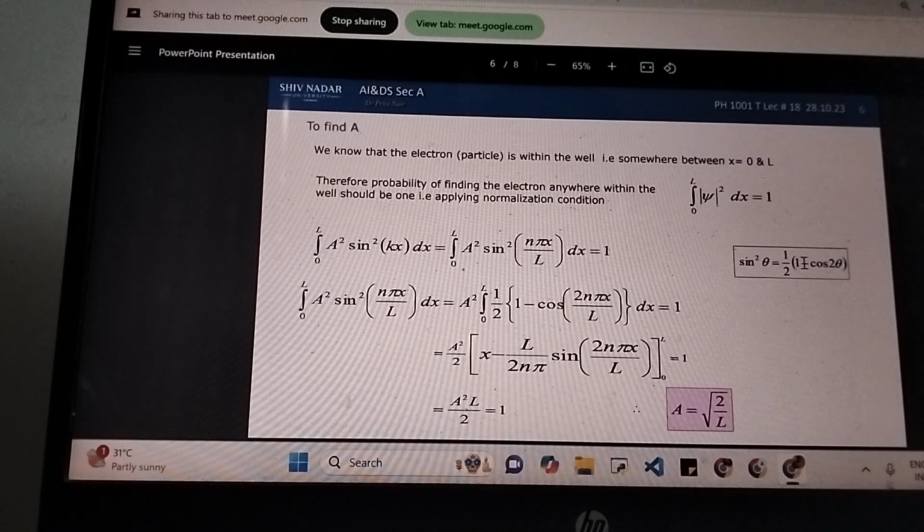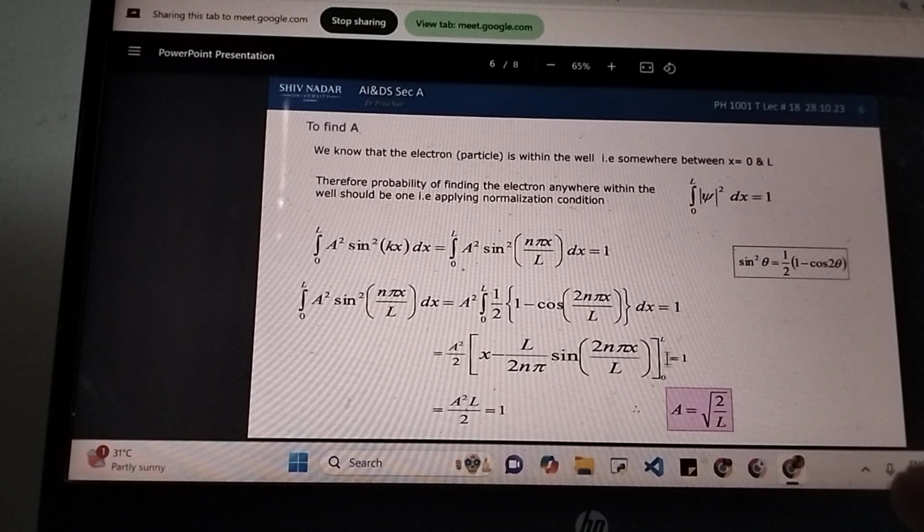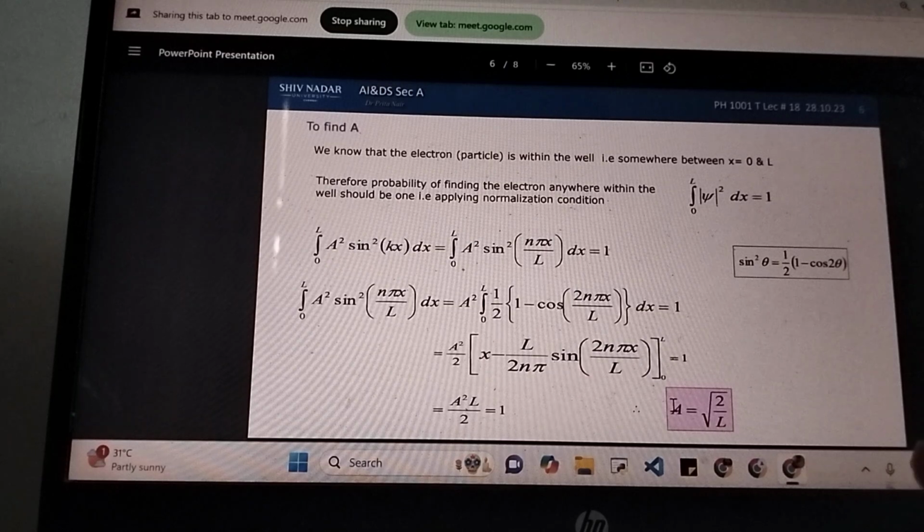Sin squared theta is half of 1 minus cos 2 theta. So 1 by 2, 1 minus cos 2 n pi x by L dx. So you take the 1 by 2 also out, it is integral of 1 minus cos 2 n pi x by L dx. So when you do the integration, this is what you will get, a squared by 2 times x minus L by 2 n pi sin 2 n pi x upon L. And when you apply the limits from L to 0 and equate it to 1, finally the expression you get for A will be root over 2 by L.